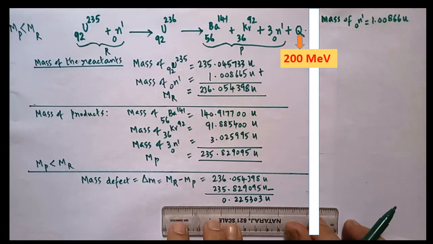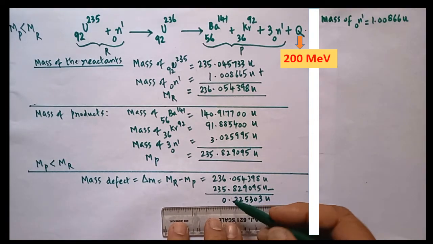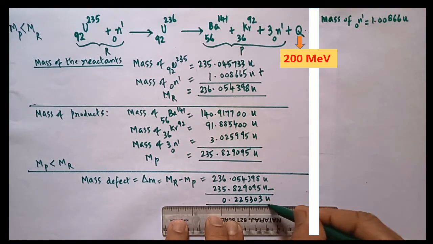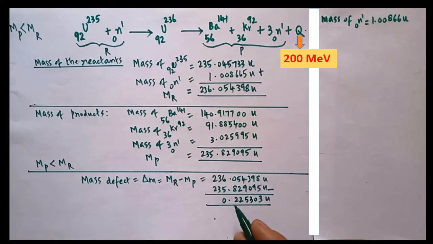And this much amount of mass disappears. Are you clear? After the fission process. That's why this is called as mass defect. This mass defect, clear, will be converted into the release of energy. This much amount of mass defect is converted into the energy release in the process.